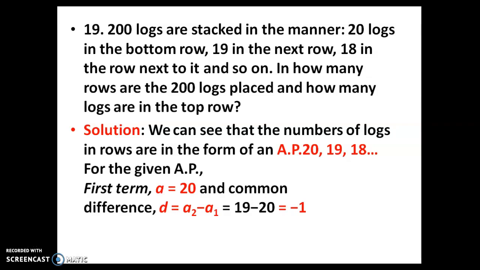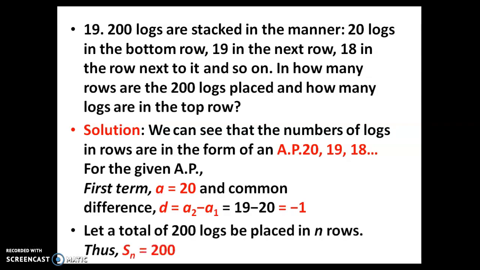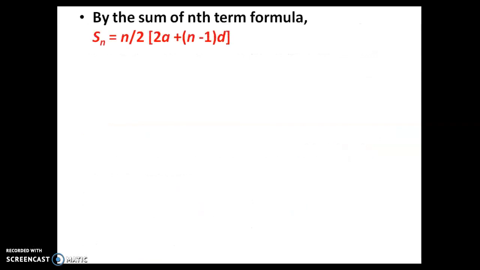So first term is 20. Difference is A2 minus A1, which is 19 minus 20 equal to minus 1. And Sn, so total logs is 200. So we don't know the n value.